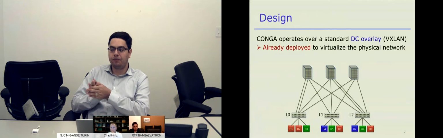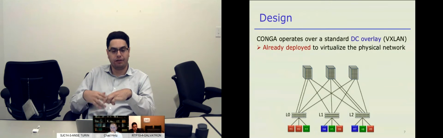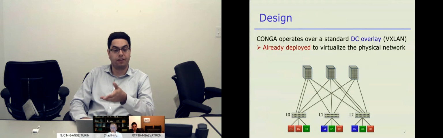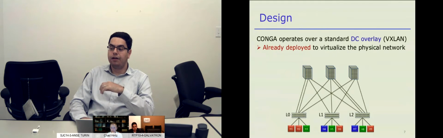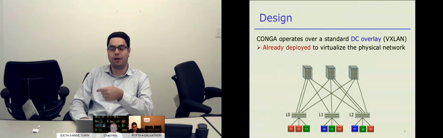So as you might be aware, the ACI fabric operates an overlay that's based on VXLAN. And this overlay is used to virtualize the physical network. And it actually turns out it provides an ideal conduit for implementing these feedback loops that I also spoke about.